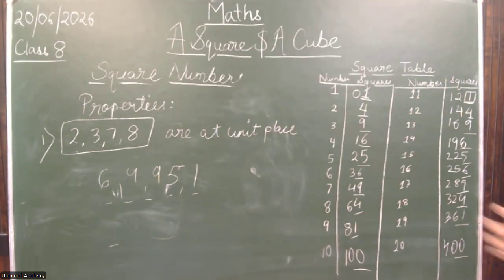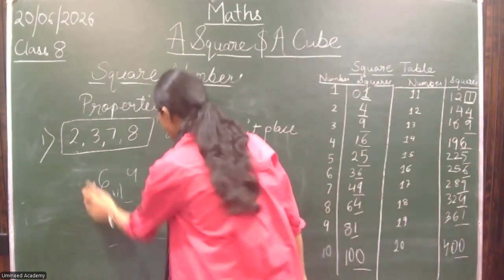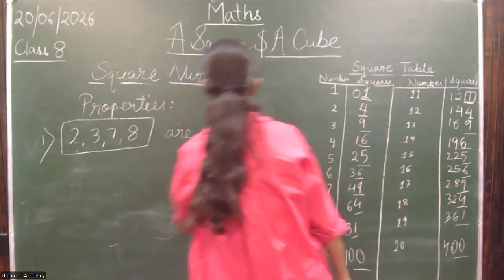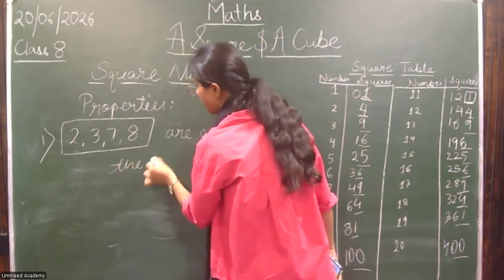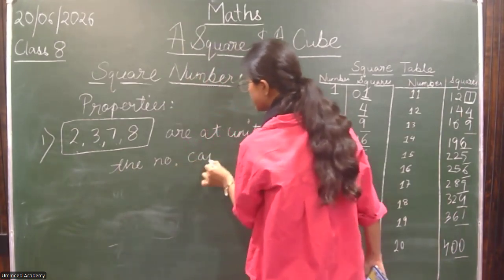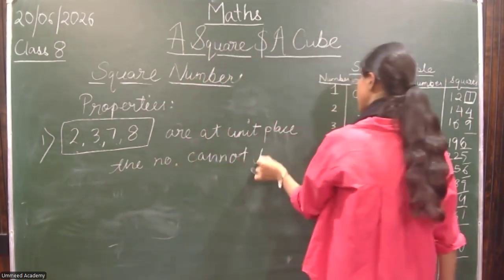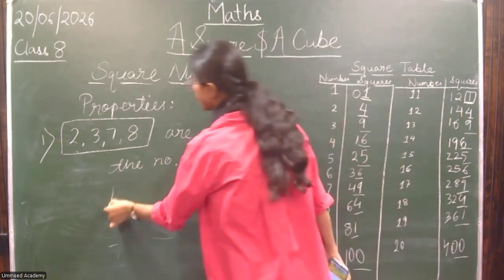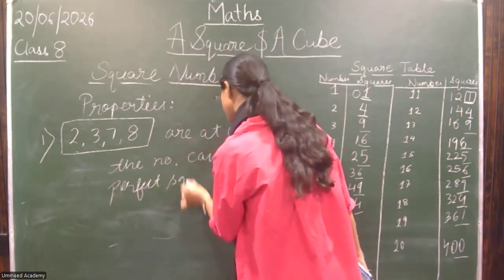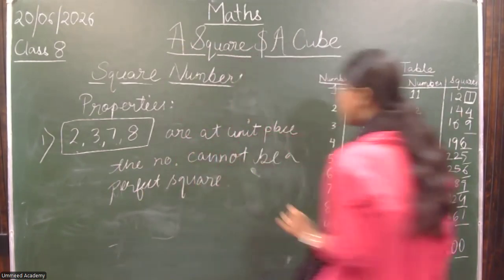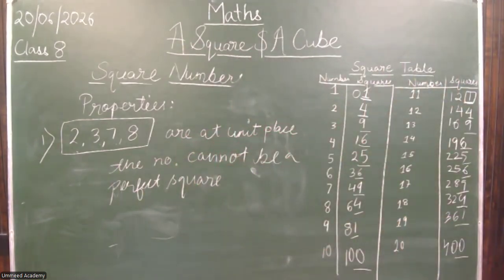Okay, Pulkit. So what is the first property? That if 2, 3, 7 are at the unit place, it can't be a perfect square. The number cannot be a perfect square. Right.